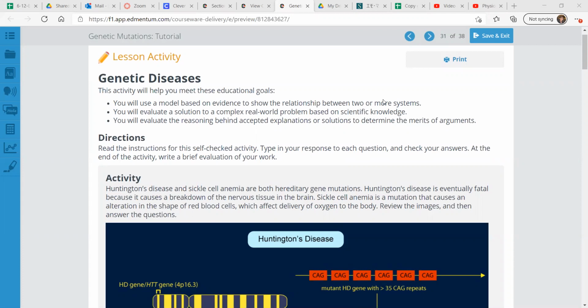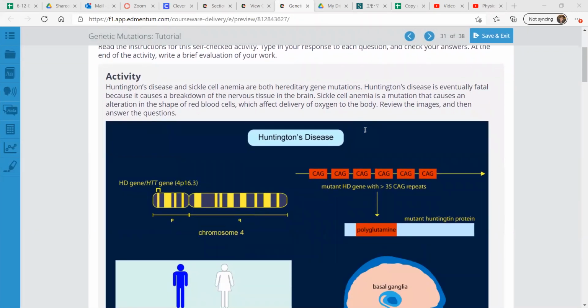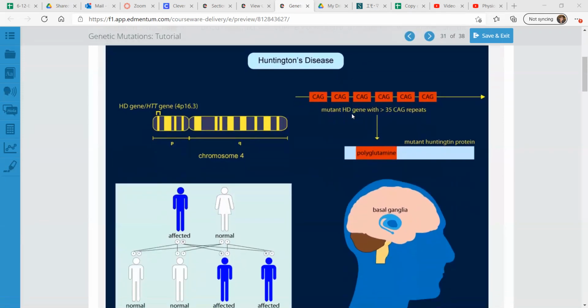If you read through the activity, it talks about Huntington's disease and sickle cell anemia, and these are both hereditary gene mutations. Huntington's disease is actually fatal eventually because it causes a breakdown of the nervous tissue in your brain. Sickle cell anemia is a mutation that causes an alteration in the shape of our red blood cells, and that affects the delivery of oxygen to the body. So look at the images below and then answer the questions that follow.